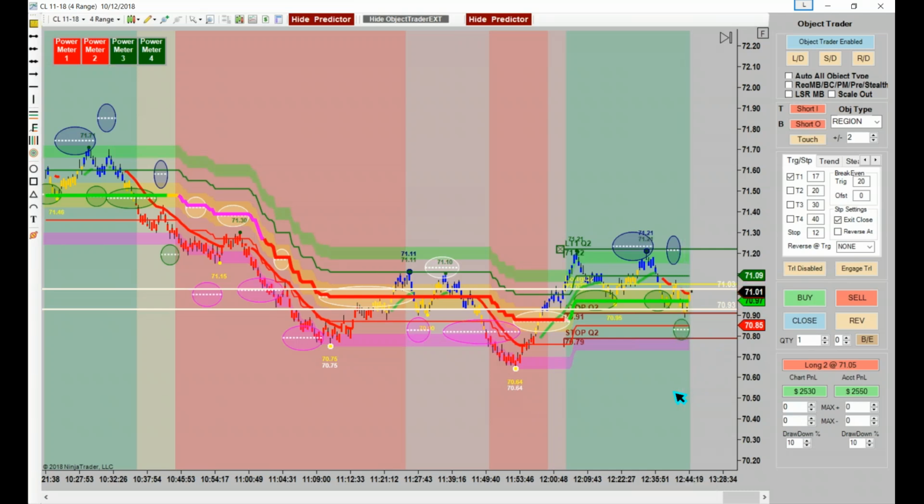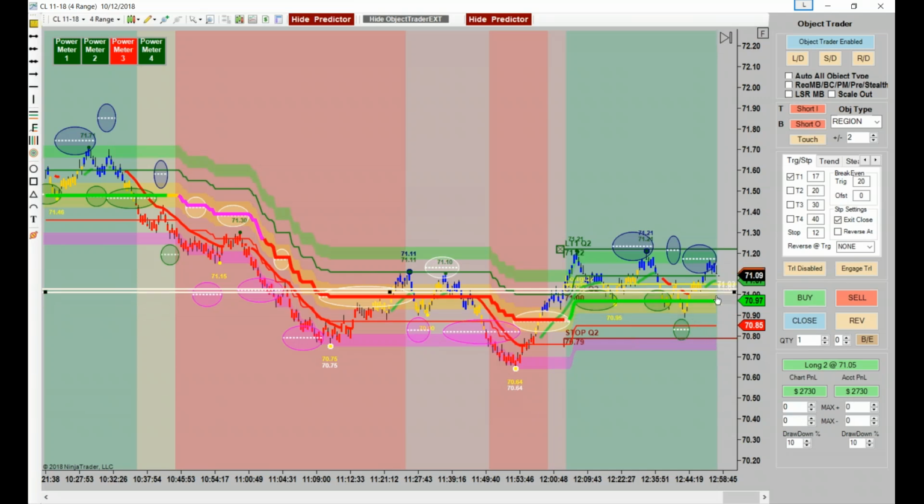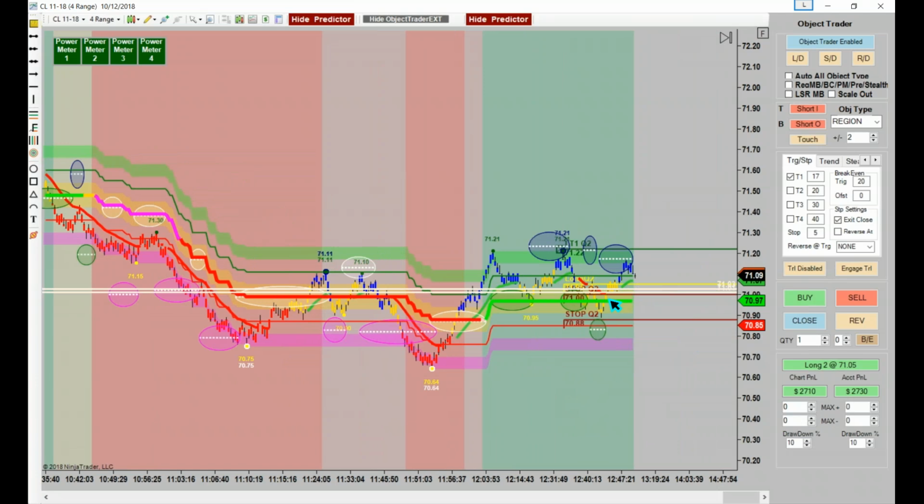Because it looks like it's going to get us. Nope, still missed us because we put our stop underneath the swing. I think we're going to get our target. I put my stop now right there, right underneath that swing.